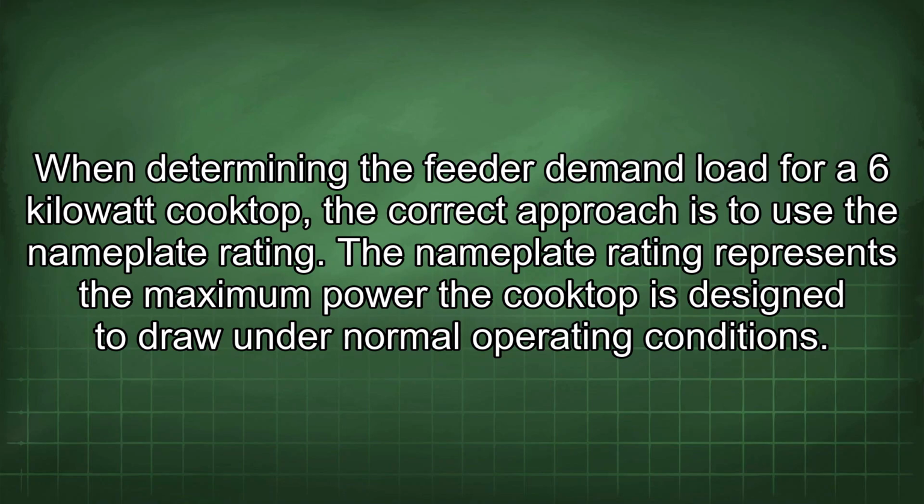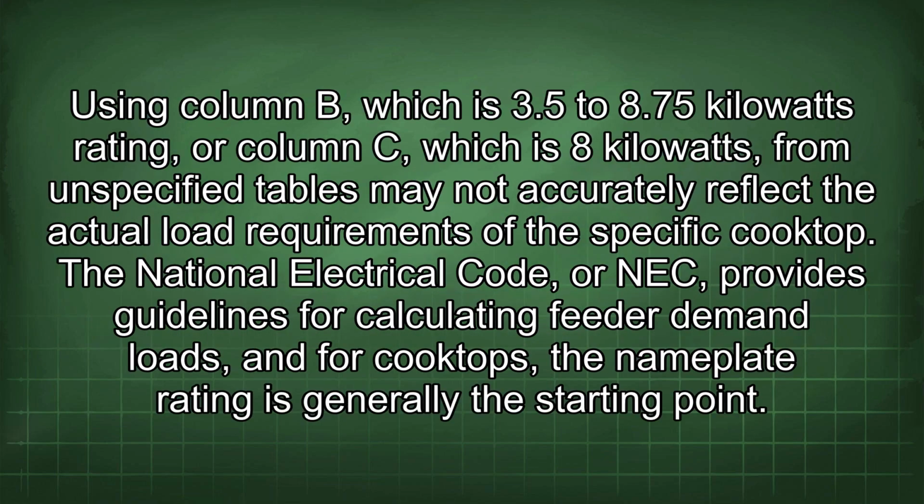When determining the feeder demand load for a 6 kilowatt cooktop, the correct approach is to use the nameplate rating. The nameplate rating represents the maximum power the cooktop is designed to draw under normal operating conditions. Using column B, which is 3.5 to 8.75 kilowatts rating, or column C, which is 8 kilowatts, from unspecified tables may not accurately reflect the actual load requirements of the specific cooktop.